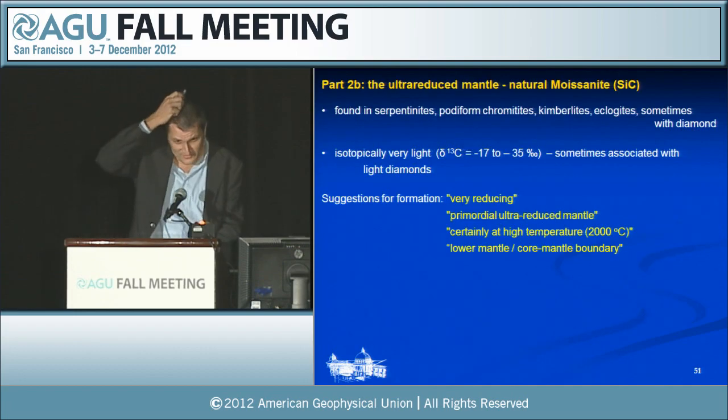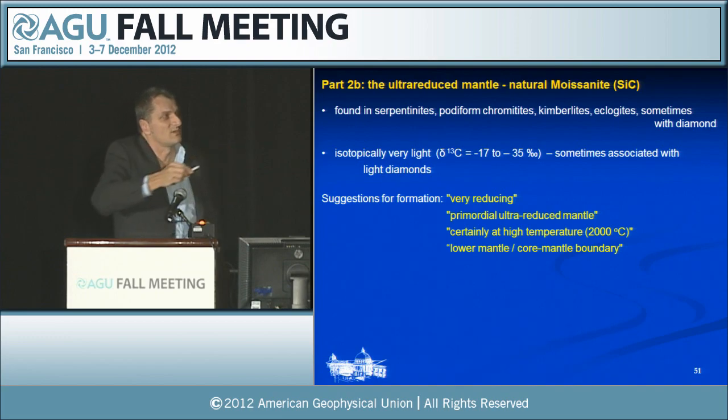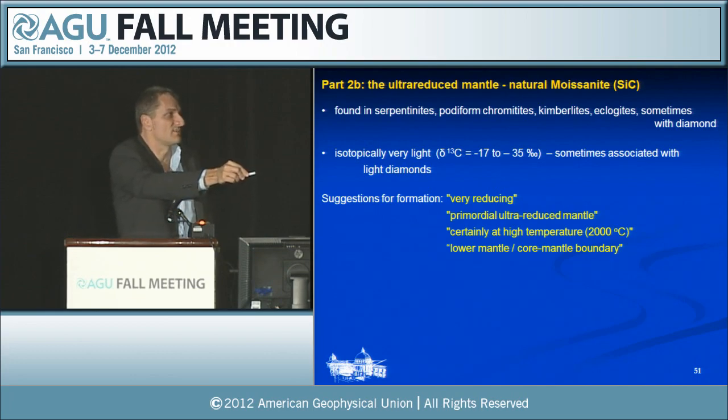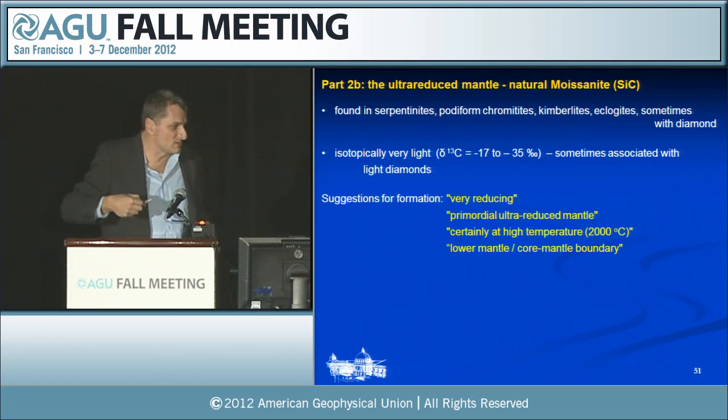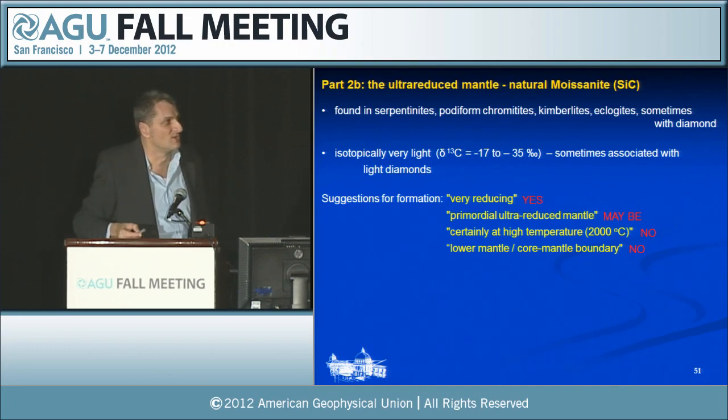Okay, the very last thing: we go to the ultra-reduced mantle, we go to natural moissanite. Natural moissanite is found in serpentinites, in chromitites, in kimberlites, eclogites, and sometimes with diamond. It is always very light. Delta carbon 13 is minus 17 to minus 35, and sometimes it's associated with light diamonds. And what was proposed is that this is very reducing. That is correct. Maybe primordial ultra-reduced mantle, that I don't know.